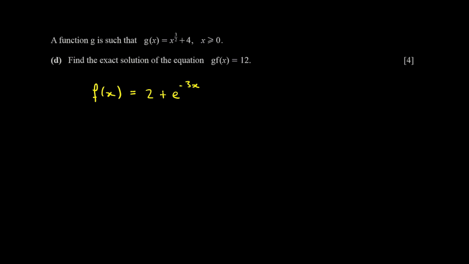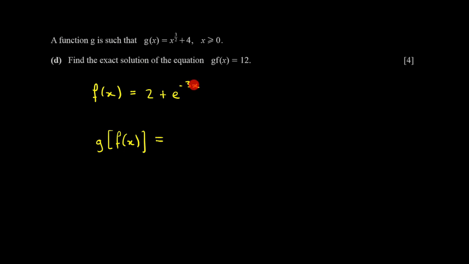All right, last part of this functions question. A function g is such that g(x) is x to the power of 3/2 plus 4, for x greater than 0. Find the exact solution of the equation gf(x) is equal to 12. Well, what does gf(x) mean? It means that we take the function f(x) and we put it inside of g. So it's what we call a composite function.